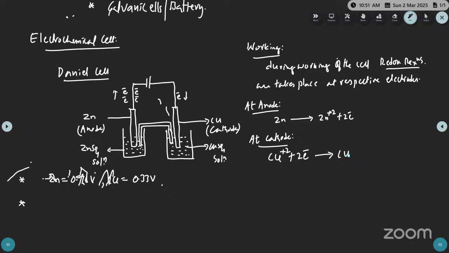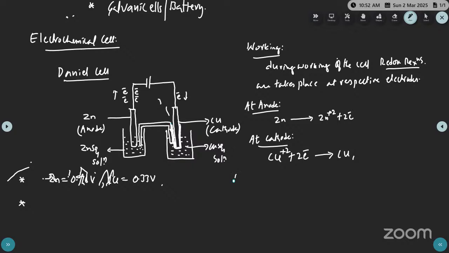During the cathode reaction, what happened? Here the copper metal is formed, and that copper metal is deposited on the surface of the copper rod as a thin layer. That thin layer is copper metal. So these are the anodic reaction and cathodic reaction.